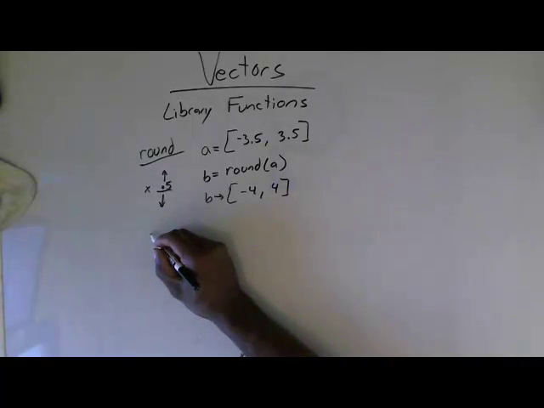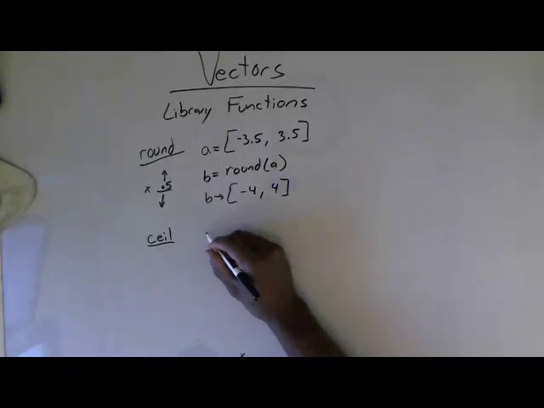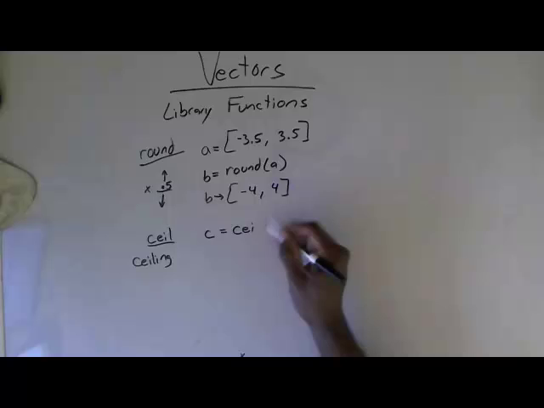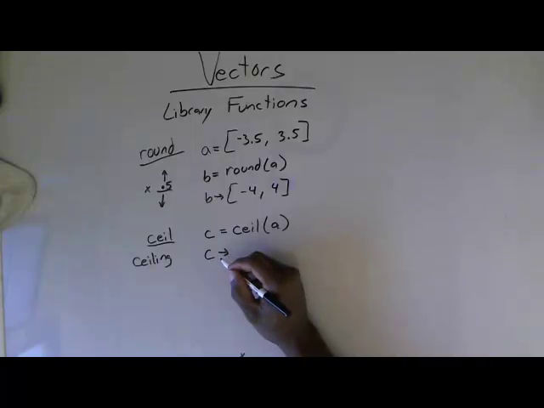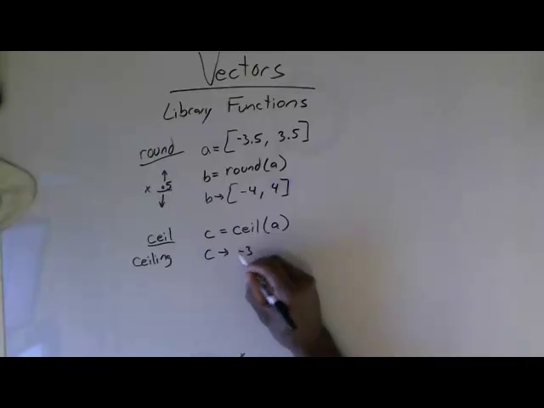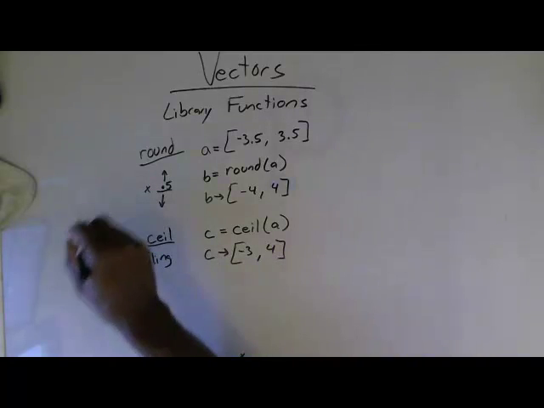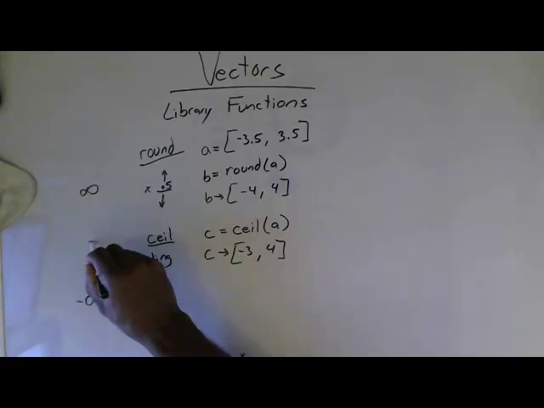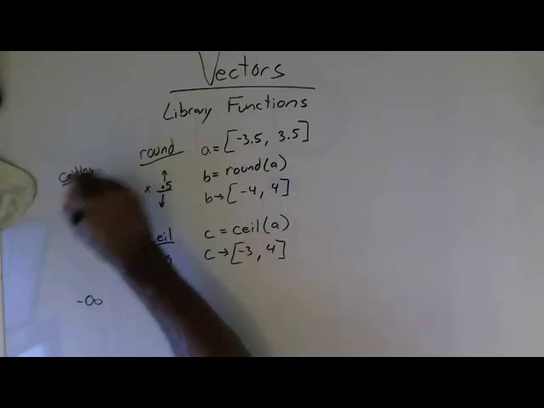There's the idea of ceiling, which takes a number up to the next highest value. So once again, if C equals the ceiling of A, then it's going to be element by element, just like it was with round. C is going to get negative 3, 4. So this concept of ceiling implies that numbers go positive infinity, negative infinity, 0 in the middle, and the ceiling is up here, and the floor is down here.